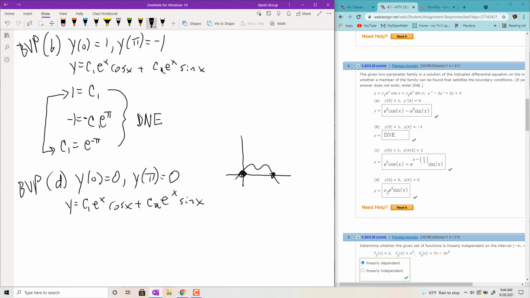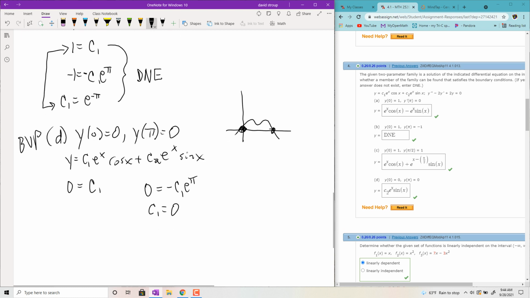Plugging in 0, 0, you get 0 equals c1, and then plugging in pi, you get 0 equals negative c1 e to the pi. But if you solve for c1, you just get c1 is 0. Divide both sides by negative e to the pi. So the result here is that y would equal, the first term would just be a big 0, and the second term is c2 e to the x sine x. So you have an infinite number of solutions going through these 2 points.